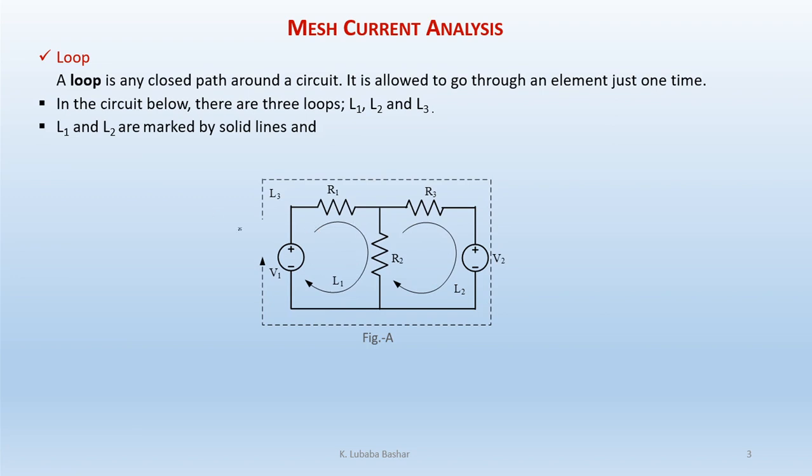But I have drawn L3 with a dashed line. There must be some difference between L1 and L3 or L2 and L3. So, before knowing the difference, we can see the definition of a mesh.